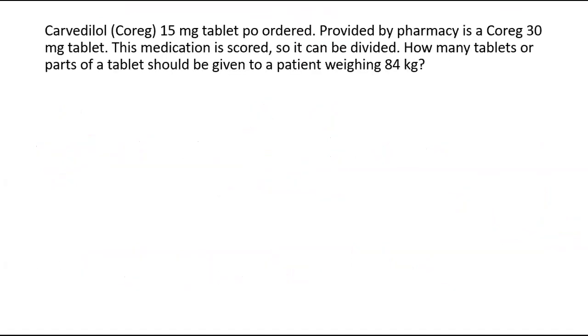We have a 15 milligram tablet. That's what we want to be giving. That's ordered, so that's going to be desired. This is have, and it's scored, so it can be divided. How many tablets or parts of tablets for somebody weighing 84 kilograms? Well, we don't care how much they weigh because we already have desired and have. And the volume is tablets.